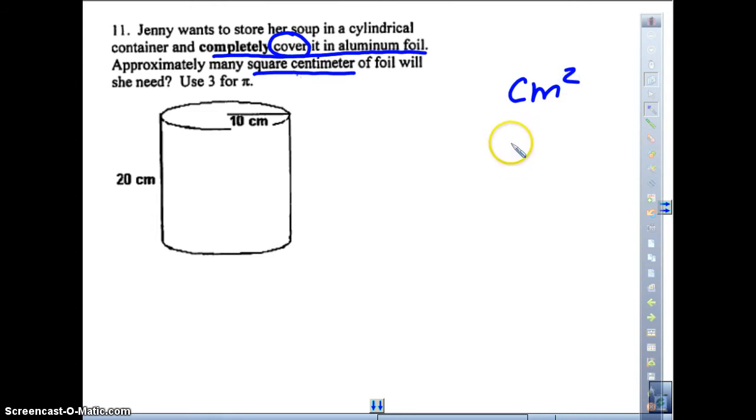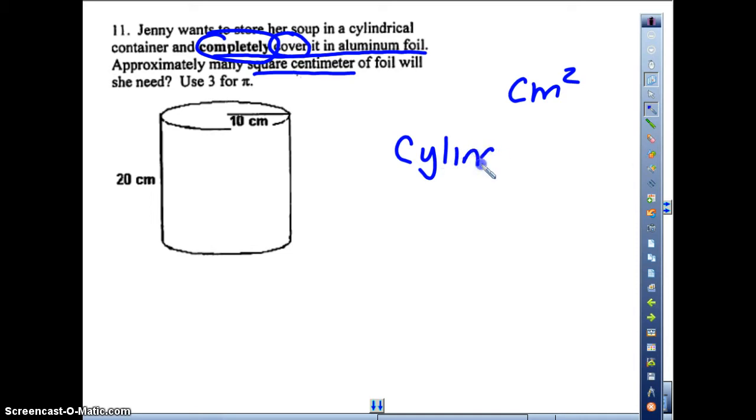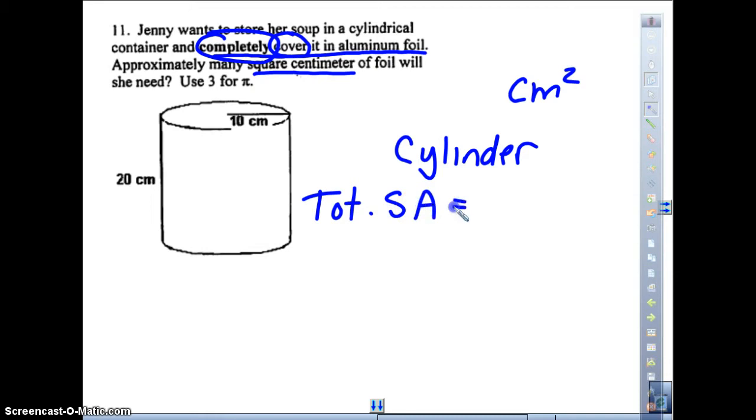Now, do they want lateral surface area or total surface area? How do you know it's total? Because they said completely. They want to completely cover it. So I've got a cylinder, and I want total surface area. Total surface area of a cylinder. I need a formula. Look on your formula chart. What does it say?